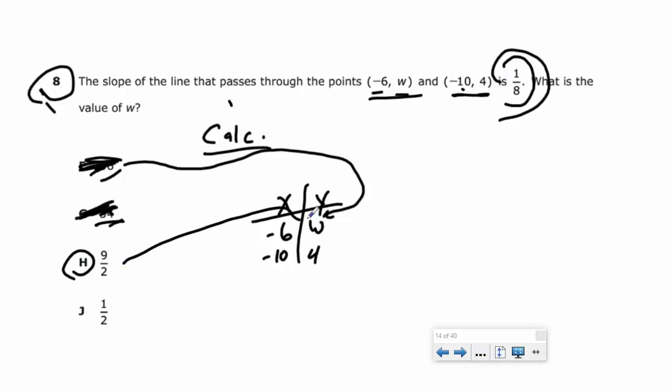If I plug this in for W, I'll get the slope that's required. So this is the answer. It's H. Okay? This is all calculator work right here. It's just calculator play. So don't worry about actually doing a whole lot more than that. Let's go on to the next question with this.